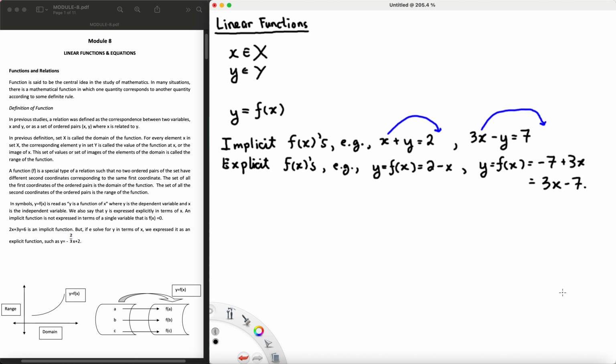And that's it for this video. For now, we have defined functions, and then we have seen some examples of implicit and explicit functions.